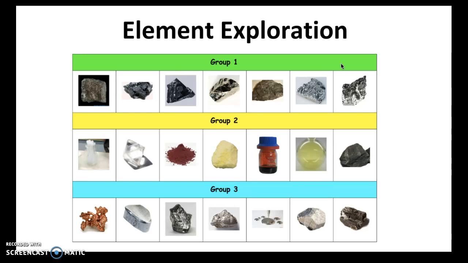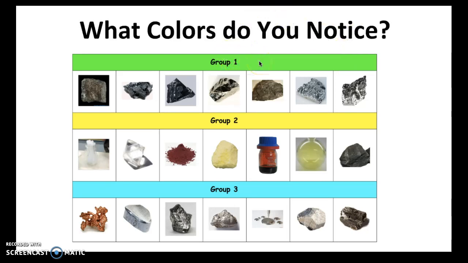And then after you've written down your observations, you're going to try and determine whether or not you think it's a metal, nonmetal, or metalloid. So you're going to assign a type of element to each group. All right, so let's get started. The first thing I want you to write down are the colors that you notice. And you can write down all the different types of colors because, as you can see in each group, there's more than one color. So take a moment to write your colors down.